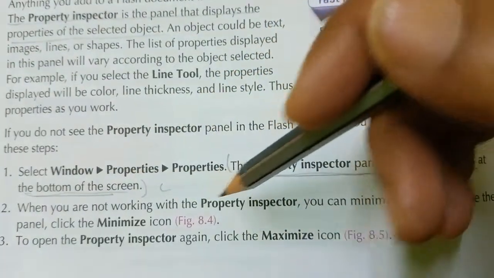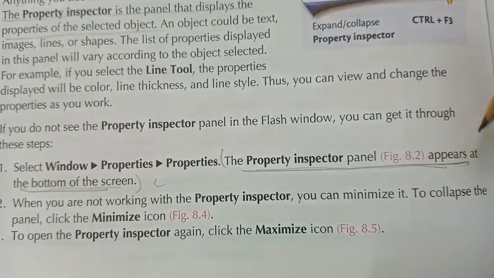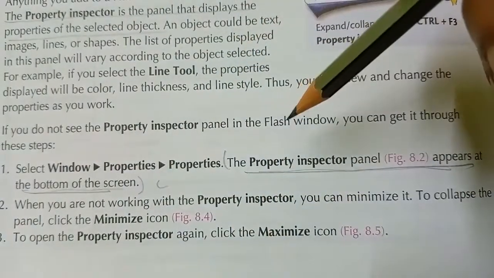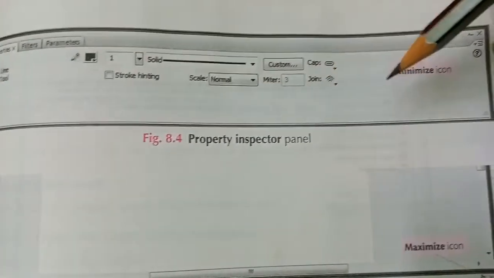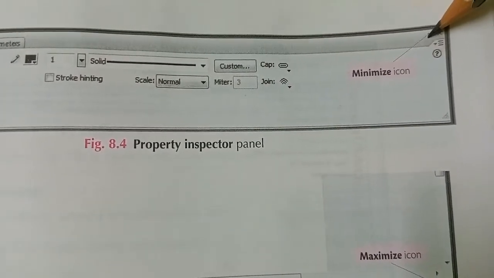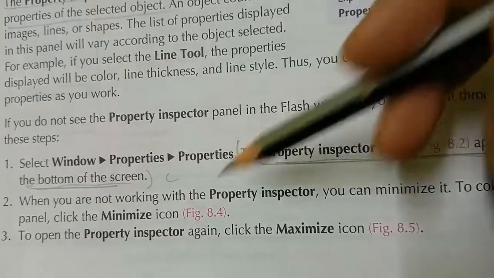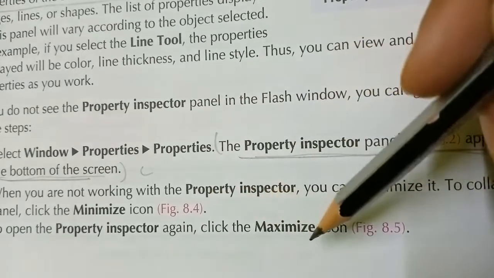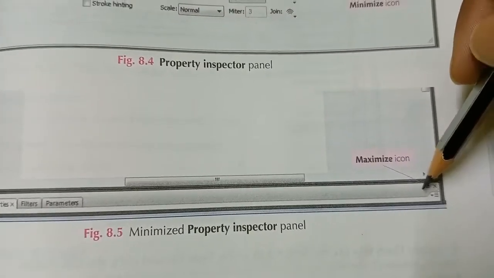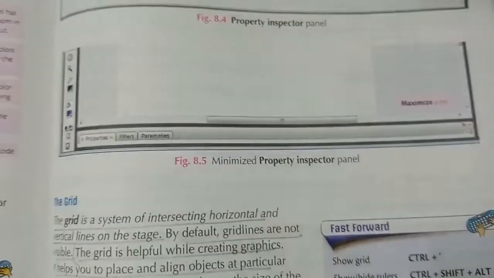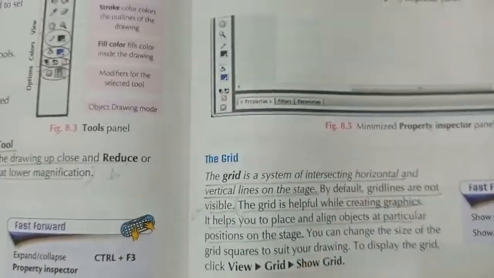When you are not working with the property inspector, you can minimize it. To collapse the panel, click the minimize icon. So if you want to collapse it, you have to minimize it. You can see in this picture, this is the property inspector panel. If you are not using it, you can click on this minimize icon, and it will go down. Then to open the property inspector, click the maximize icon again. So if you want to open it, click the maximize icon here. Okay, this is the maximize icon. Now it will open again. Understood? So this is the property inspector panel.